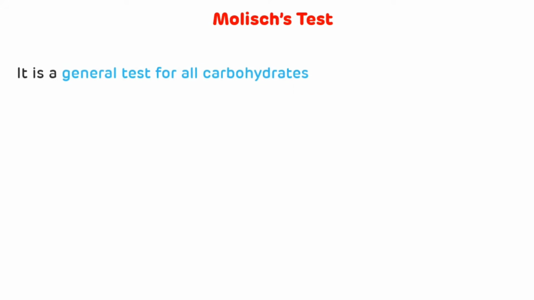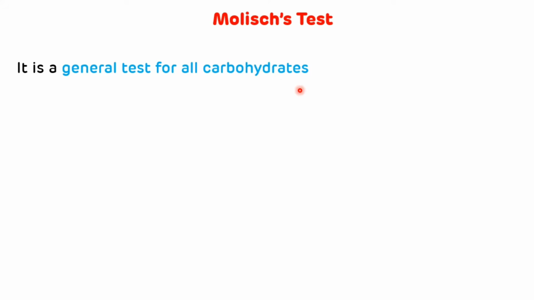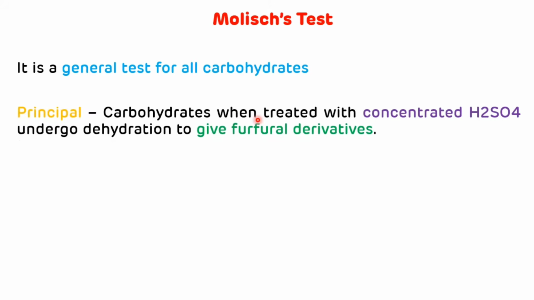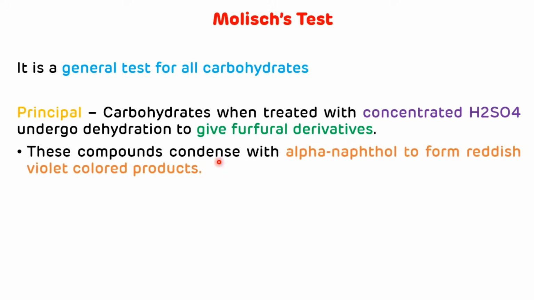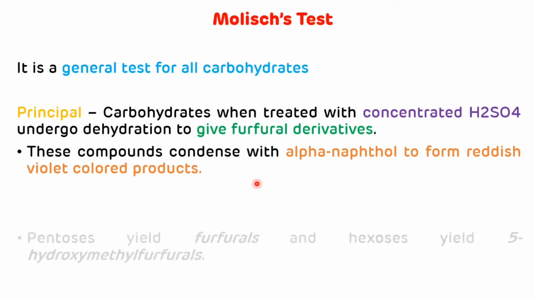Molisch test is a general test for all carbohydrates, and the principle of Molisch test is that carbohydrates, when treated with concentrated H2SO4, undergo dehydration to give furfural derivatives. These furfural derivatives are 5 carbon containing compounds, and these compounds condense with alpha naphthol to form reddish violet colored products. That is the principle of Molisch test.